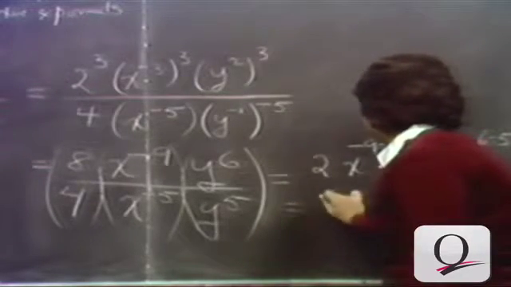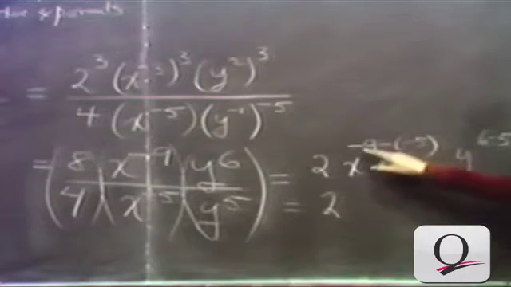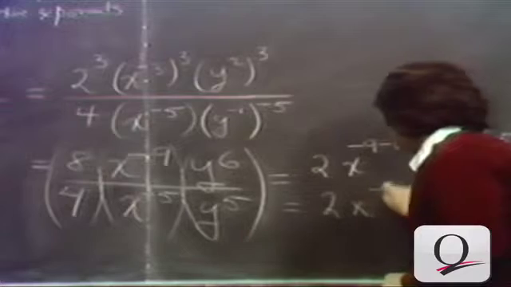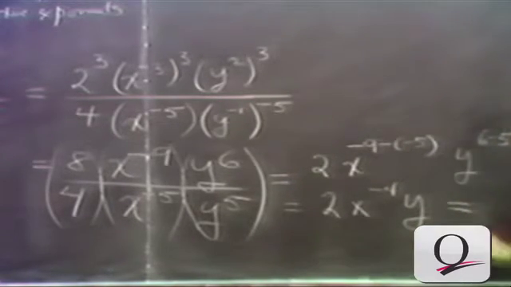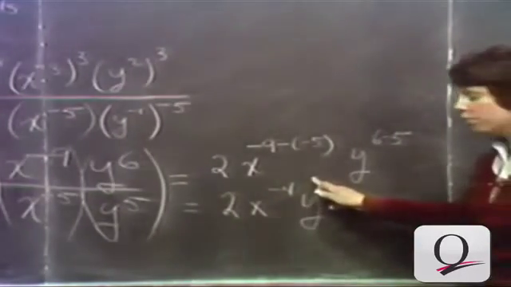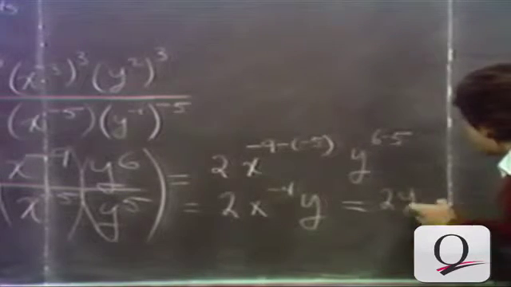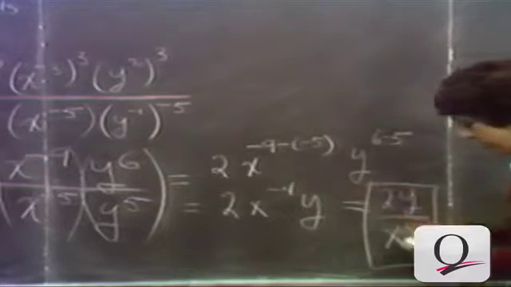So this is 2. x to the minus 9 minus a minus 5, minus 9 plus 5, minus 4 power. y to the 1 power. And finally, to get our answer completely in terms of positive exponents, x to the minus 4 can be rewritten as 1 over x to the 4th, giving us 2y over x to the 4th as our final answer.